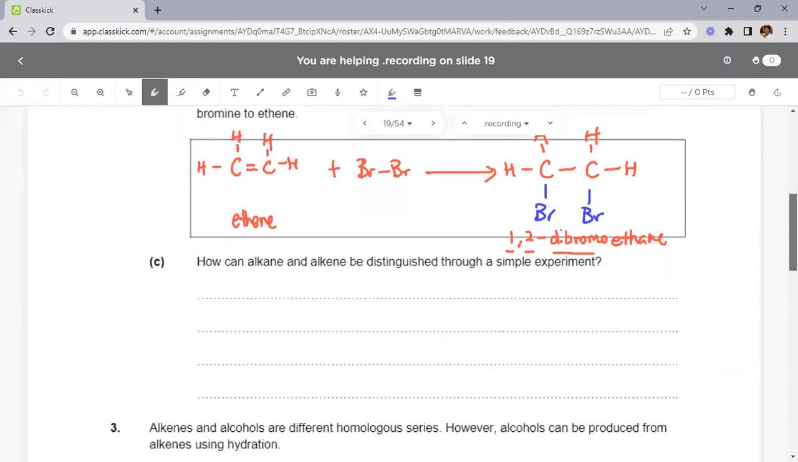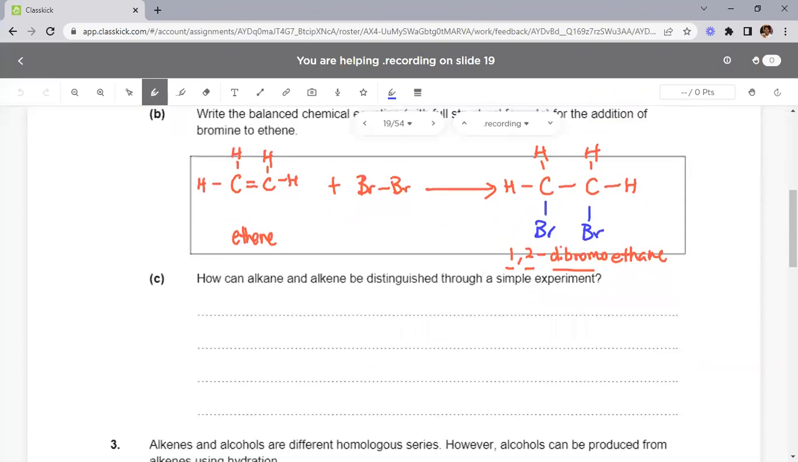Okay, so how can I distinguish? We have done enough bromination already. We have reacted, and we have learned how to write the chemical equation. We know where bromine is added to the various compounds, which is on the C double bond C. So one of the applications of bromination, part C, is looking at the application for bromination.